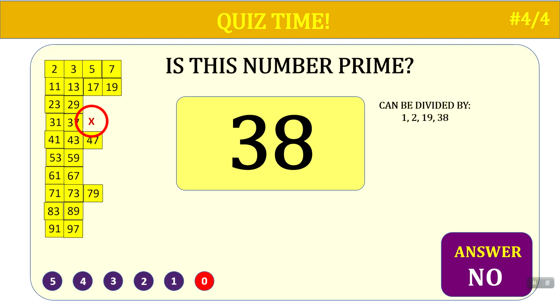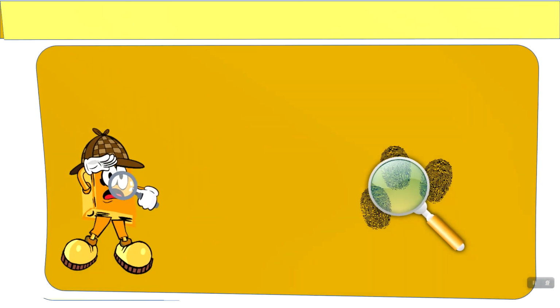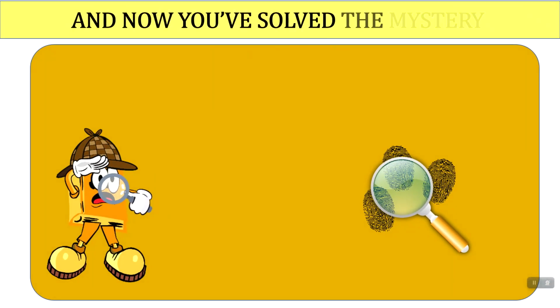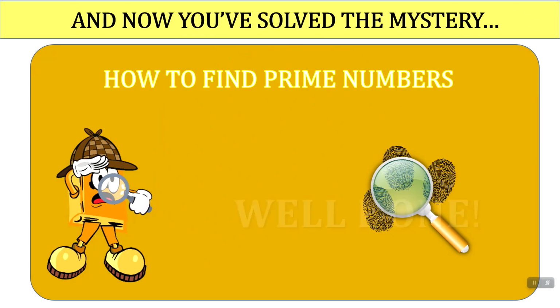We know 38 is an even number because it ends in 8, and therefore it cannot be a prime. It can be divided by 1, 2, 19, and 38, which is 4 factors, which means it is not a prime. And now you've solved the mystery of how to find prime numbers. Well done.